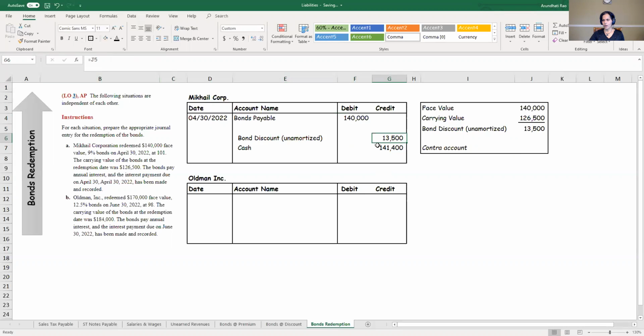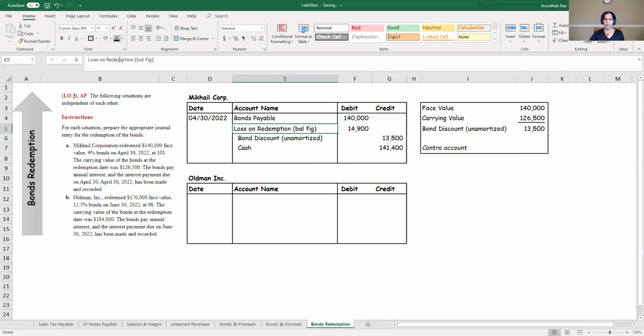If you recall from the previous video, what had we said? A bond discount is basically a loss. At the time I issued the bonds, I got less money. That loss of $13,500 plus the $1,400 extra that I paid right now to settle the bonds, those two together are the loss on redemption. So my total loss on redemption is $14,900. So it's $13,500 plus $1,400. That's the extra that I paid at this point of time. That's a total loss on the bonds.